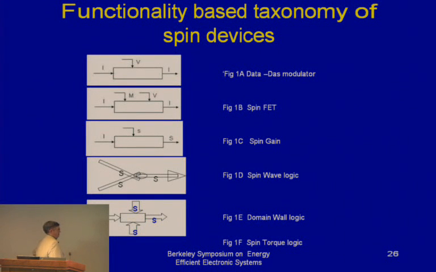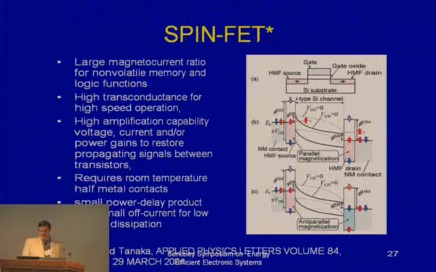You get interference devices for spin wave logic, and you get domain wall logic and majority gate structures like this. But all these have to be developed more or less in parallel and deployed more or less in parallel to have any kind of spin-based computational structure. Just saying a couple of words about a few of the devices.